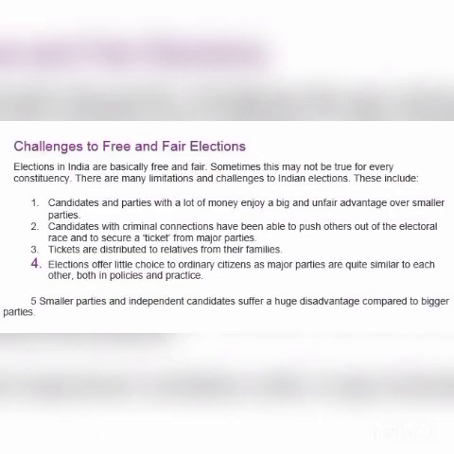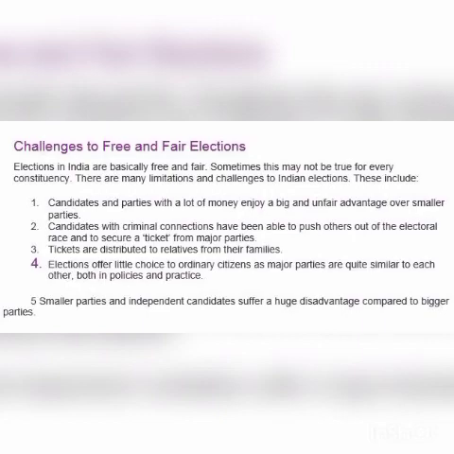Number one, candidates and parties with a lot of money may not be sure of their victory, but they do enjoy a big and unfair advantage over smaller parties and independents. In some parts of the country, candidates with criminal connections have been able to push others out of the electoral race and to secure a ticket from major parties.